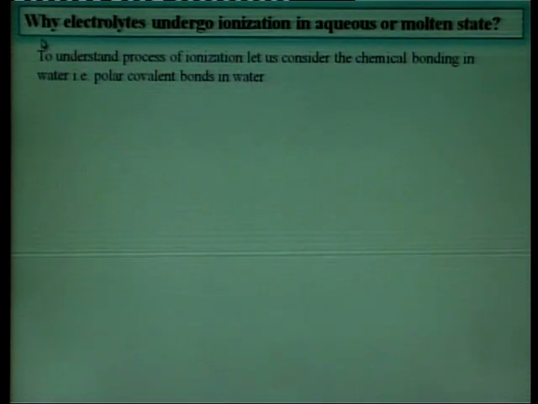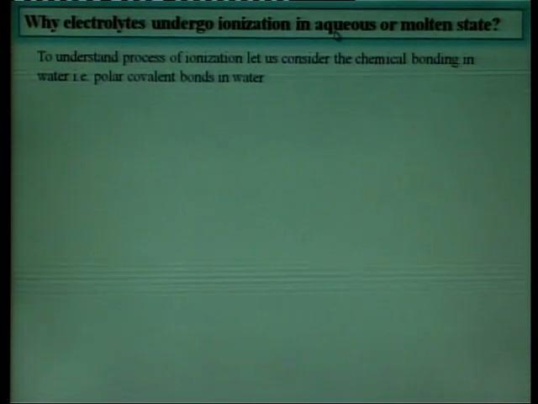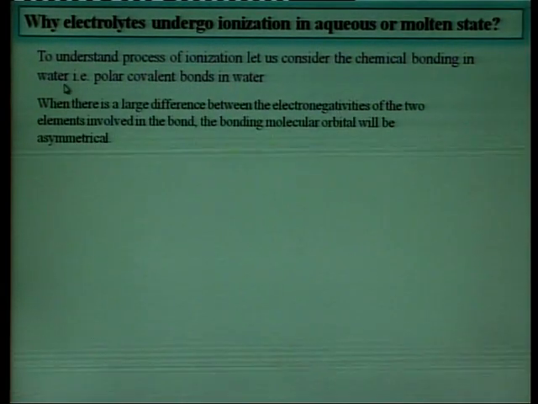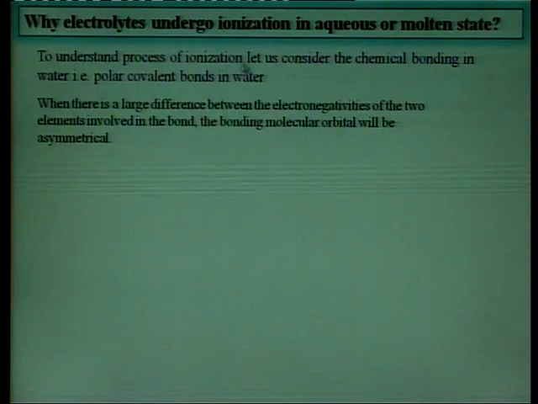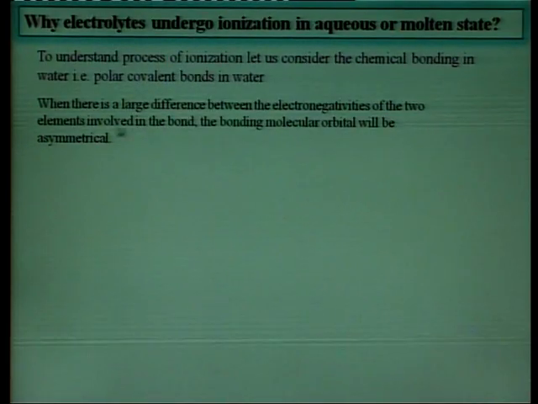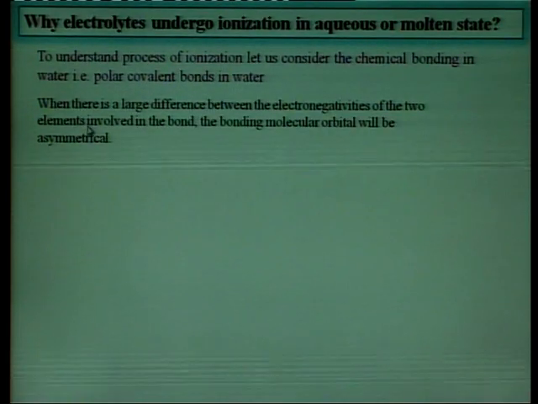The very important question is why electrolytes undergo ionization in aqueous or molten state. So, let us understand this one. To understand the process of ionization, let us consider the chemical bonding in water, because water is a polar molecule and it is called a polar solvent.